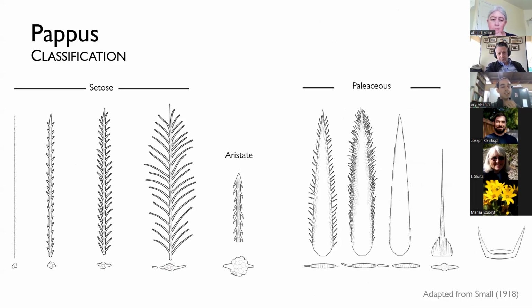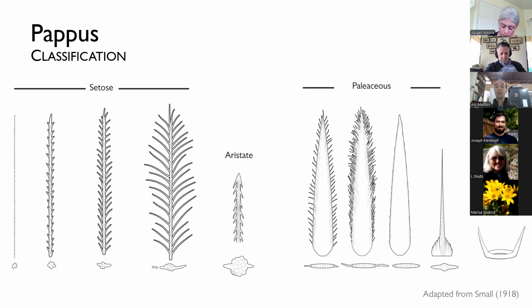So basically, Small recognized four big groups of Pappus morphologies. These can be characterized as setose Pappus, which is composed of elements that are more or less thin and elongated with a more or less circular section.